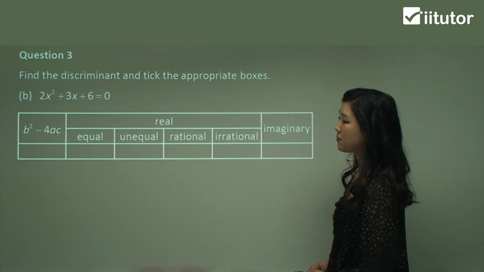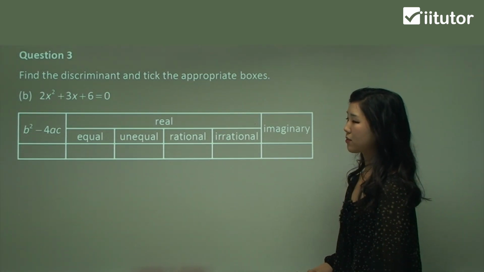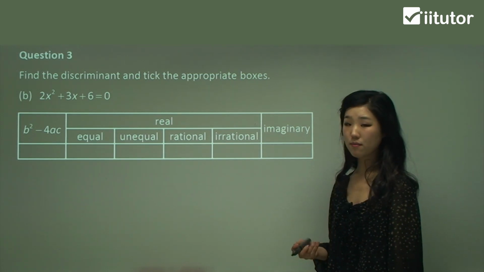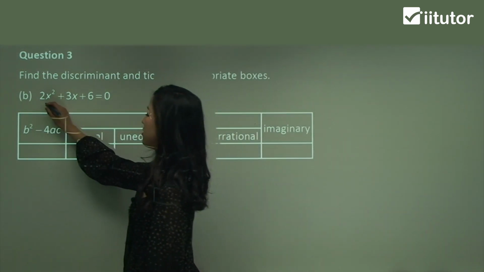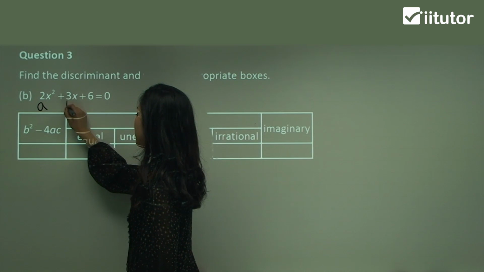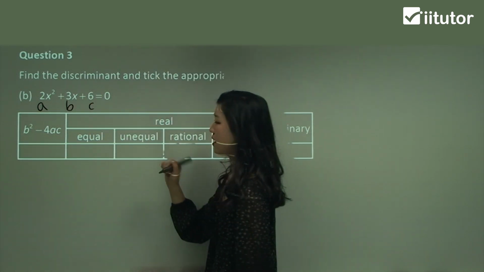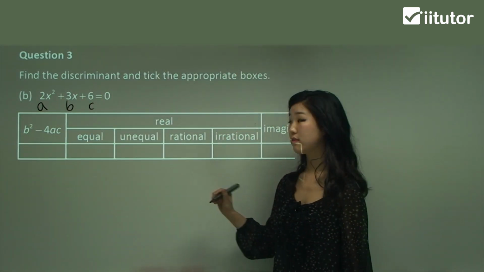Okay, let's go on to b. This time it's 2x squared plus 3x plus c. Let's first find the discriminant. That is a, that is b, that is c. 2 is a, 3 is b, 6 is c.